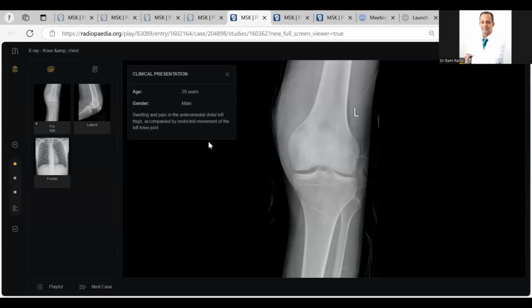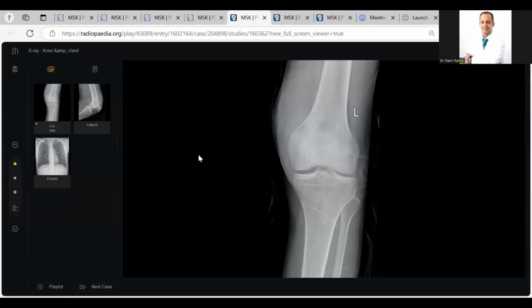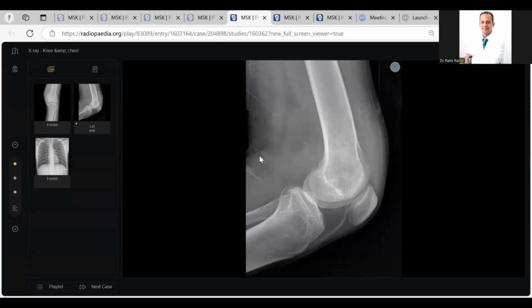A 20-year-old male patient with swelling and pain in the anteromedial distal left side. This is an X-ray of the left knee joint, AP view. I can see soft tissue swelling along the medial aspect of the distal end of the knee joint. In my routine practice, I would like to see the lateral or other orthogonal view. This is the lateral view, and I can see there is swelling and edema and loss of the fat.